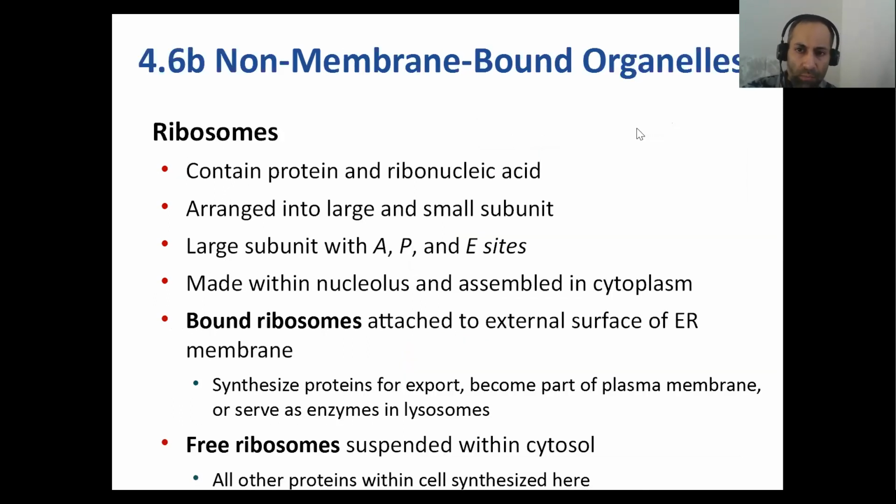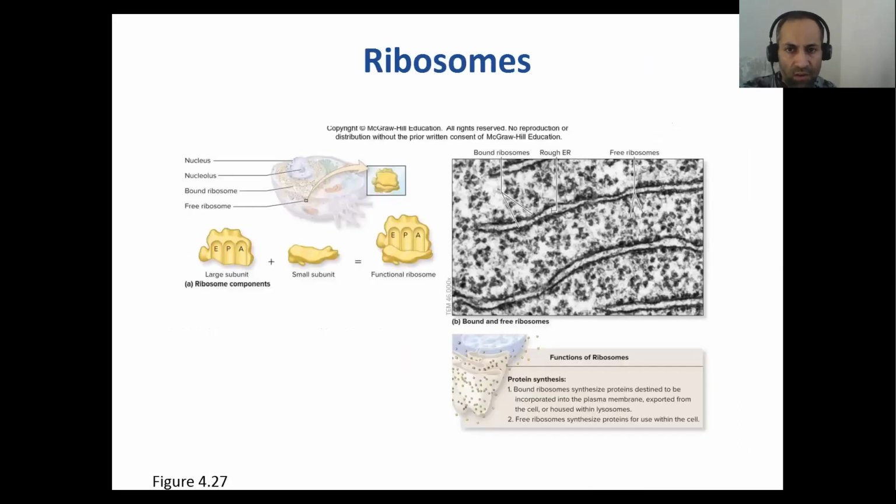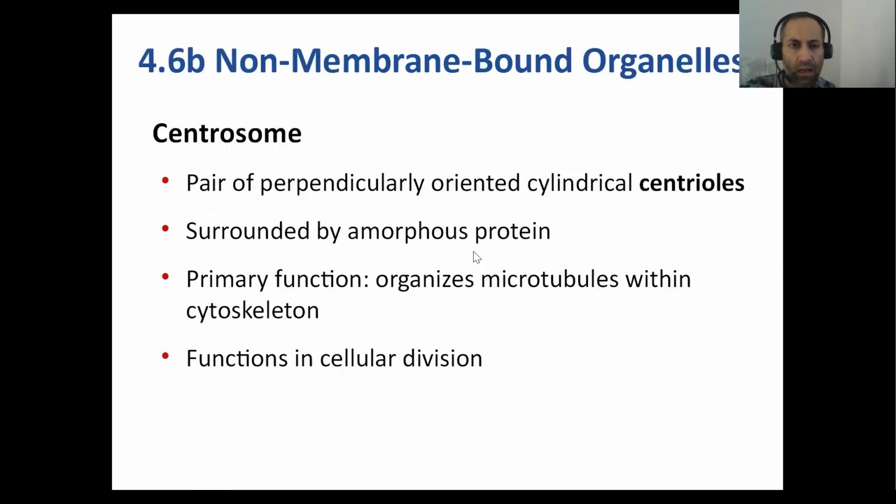Ribosomes, again, ribosomes are protein makers of the cell, right? The bound ribosomes are attached to your rough endoplasmic reticulum, as we mentioned before. And then there are also free ribosomes, which synthesize protein for the cell again. So here in this picture, you can see the bound ribosomes, which are attached to the rough endoplasmic reticulum, and also the free ribosomes swimming around in the cytoplasm.